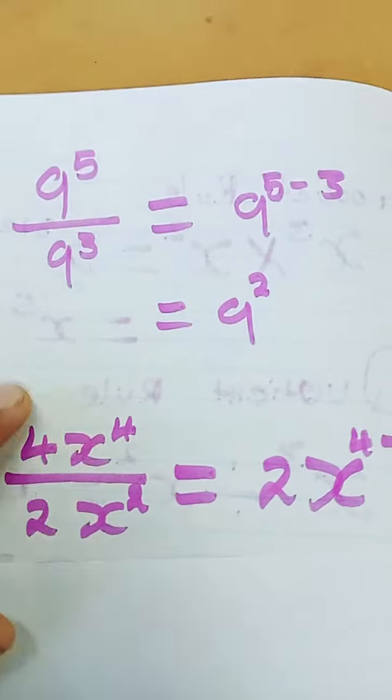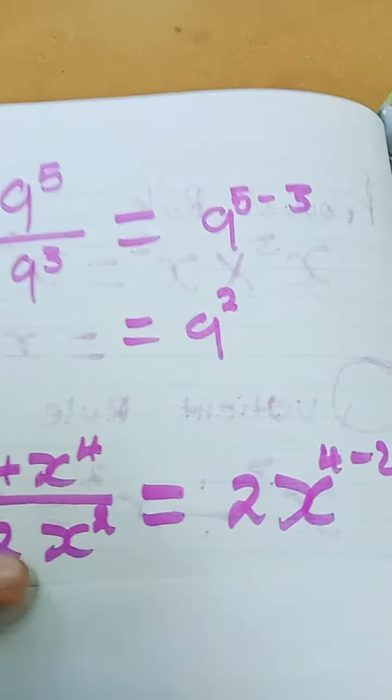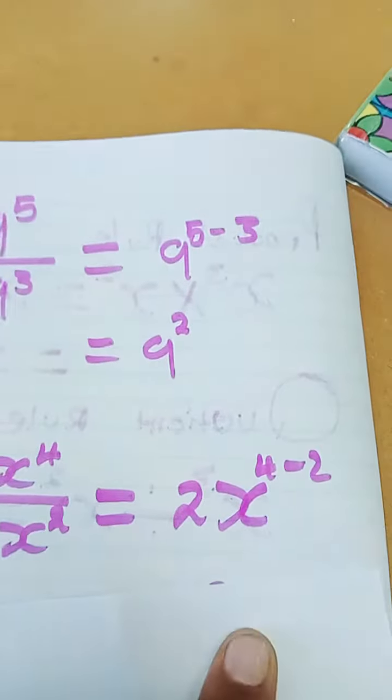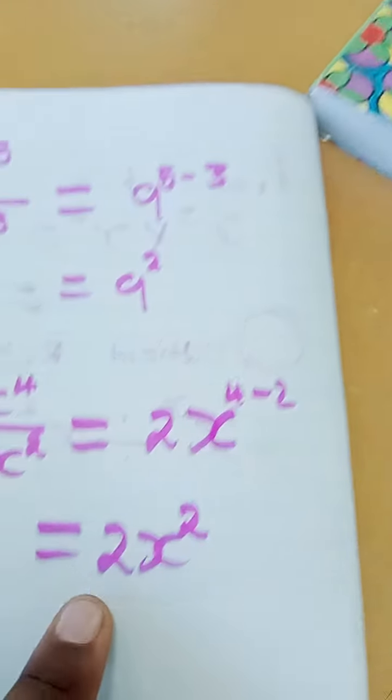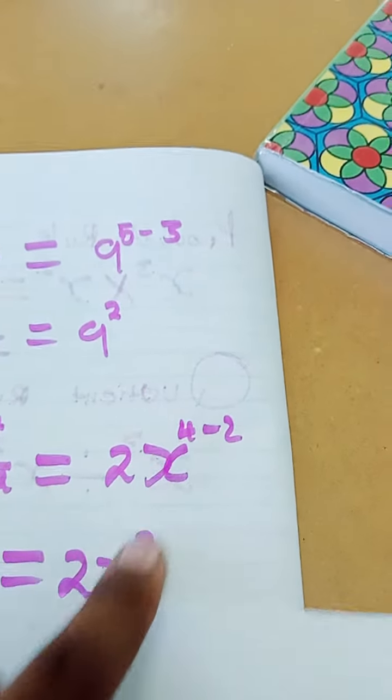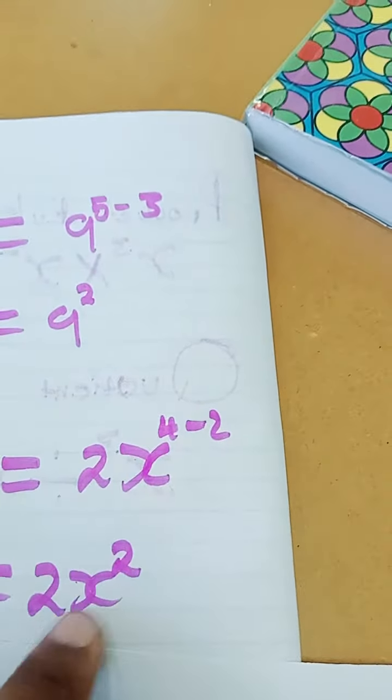All right, and then on top we have x to the fourth and x squared, so that means it will be x to the fourth minus 2, because we have this 2 here as an exponent, and then we have to solve for this. So 4 minus 2 gives us a 2, hence our answer becomes 2x squared.